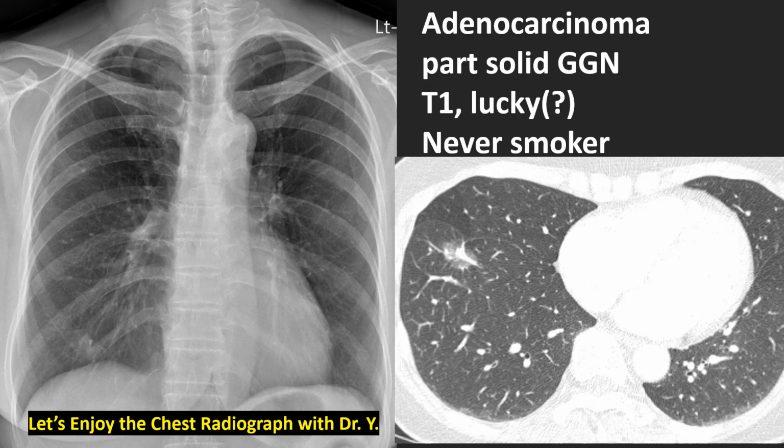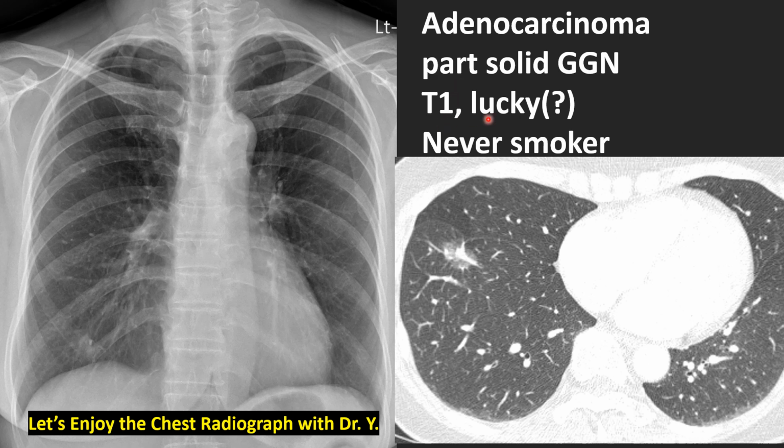Let's look at the thin section CT of lung window setting. What do we see? This one, a 2 cm ground glass nodule with part solid component. We usually measure solid component length in TNM staging. So T1a staging, less than 1 cm of solid portion. Yes, she has adenocarcinoma, part solid ground glass nodule, T1 staging.